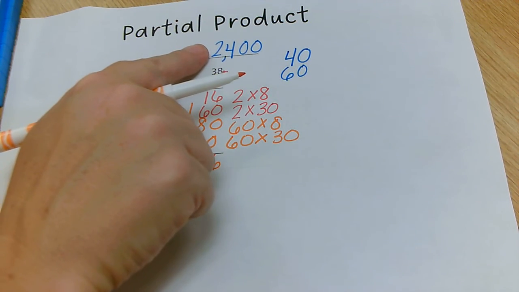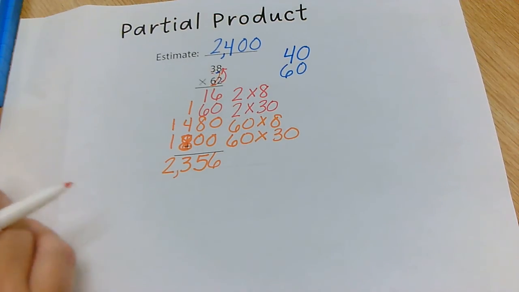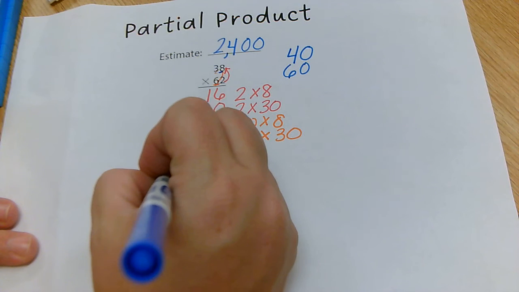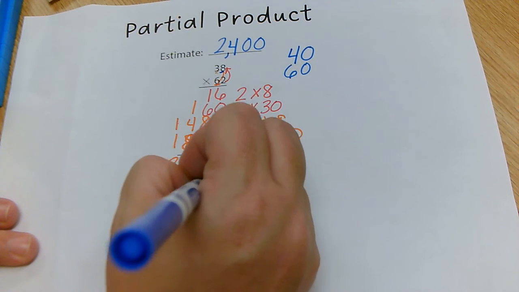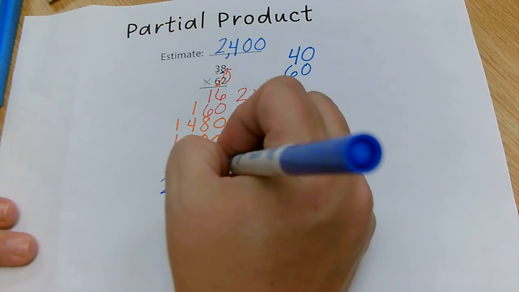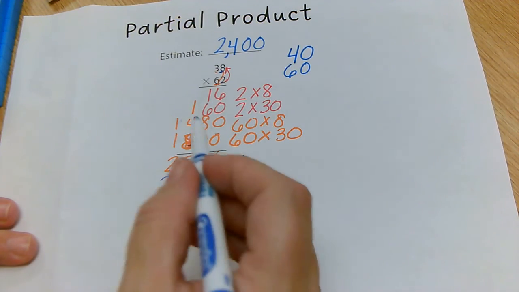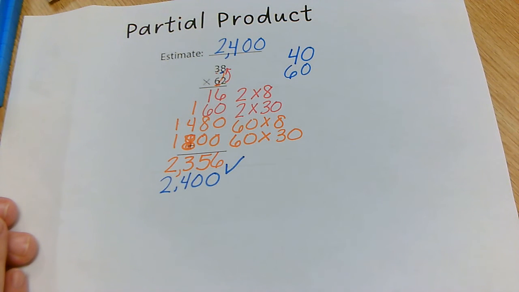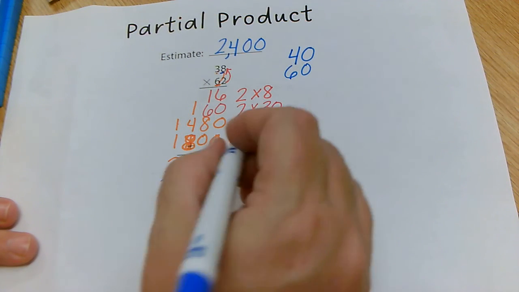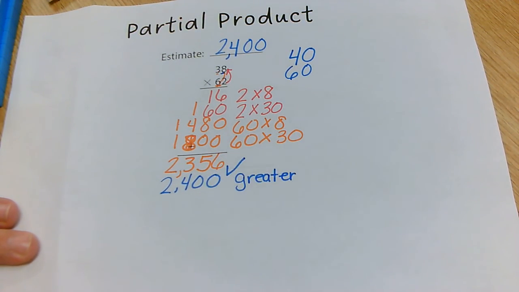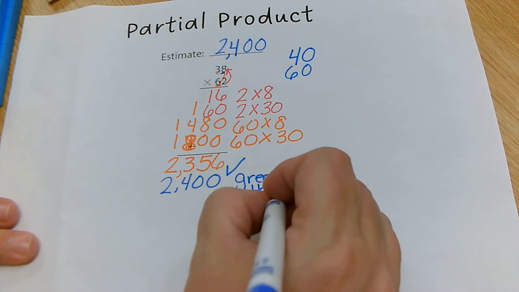Is 2,356 close to what I estimated of 2,400? Well, if I put my 2,400 underneath here, are these close together? Yes. So did my answer check out? Yes. Now I want you to notice my estimation, was it larger or smaller than what my answer was? Well, if we look, we can say that this is greater. So my estimation was greater than my actual answer.